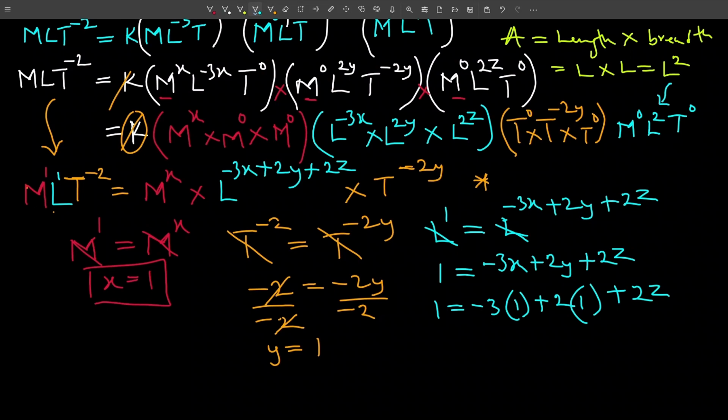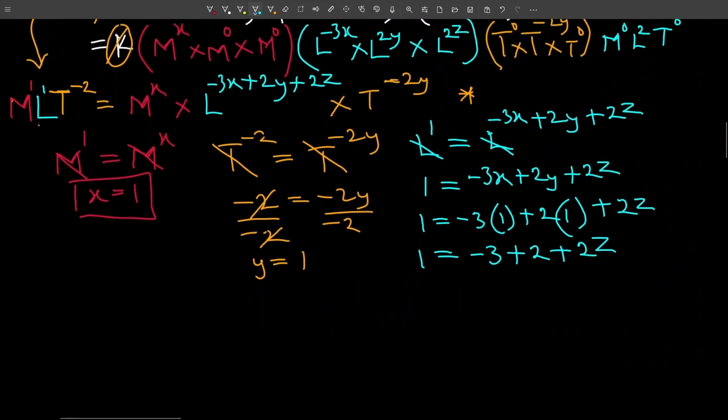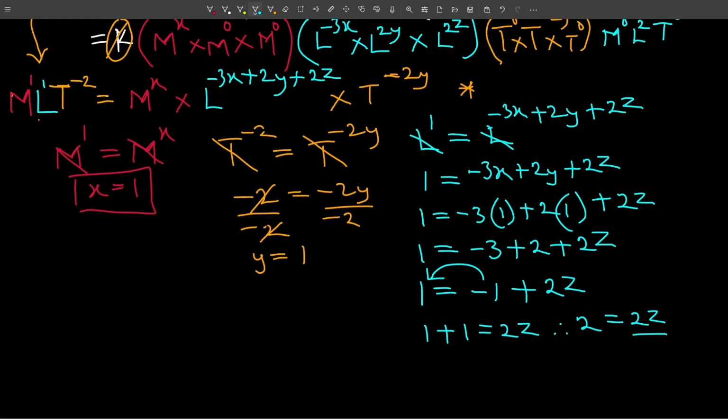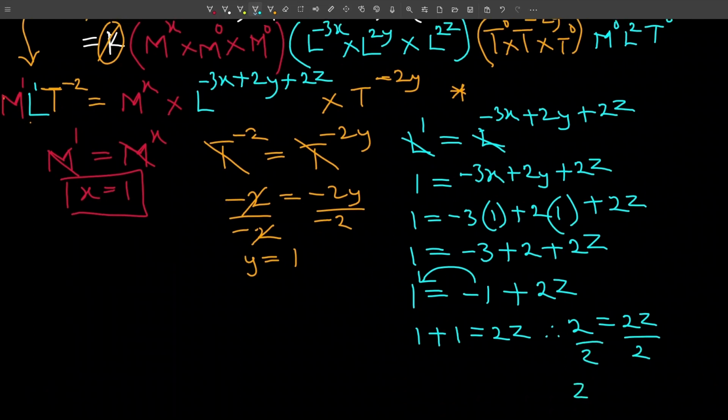We don't know what z is yet. It's going to give me 1 equals minus 3 times 1, which is minus 3, plus 2 times 1, which is 2, then plus 2z. I hope you're following. This is going to give me 1 equals minus 3 plus 2, which is minus 1, then plus 2z. So take this over here. We are going to have 1 plus 1 equals 2z. So therefore, 2 equals 2z because 1 plus 1 is 2. So divide both sides by 2. Z will be equal to 1.